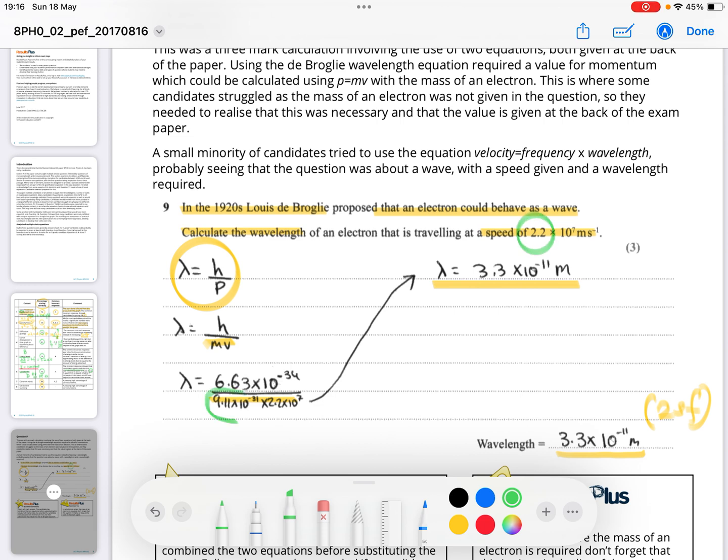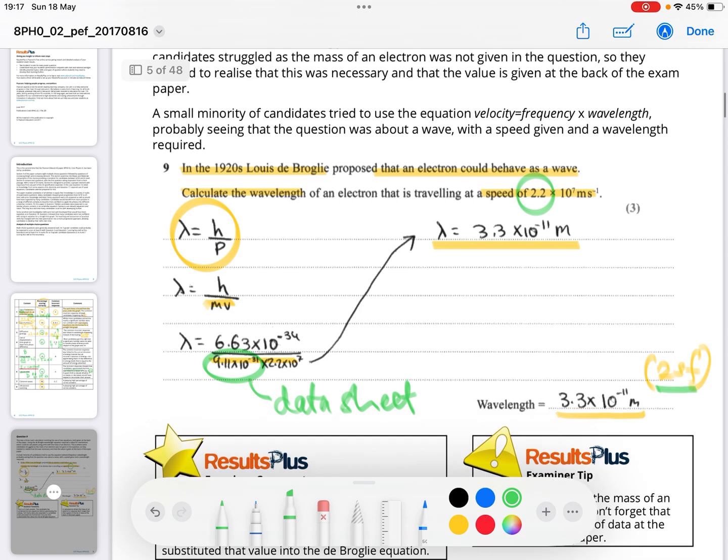Yeah, because the data provided is given to 2 significant figures here. And this mass of the electron is provided in the data sheet. Because the mass of the electron obviously is known to 3 significant figures, but because the speed is the only piece of data we've been given in the question, then we should stick to 2 significant figures for the final answer. Okay?